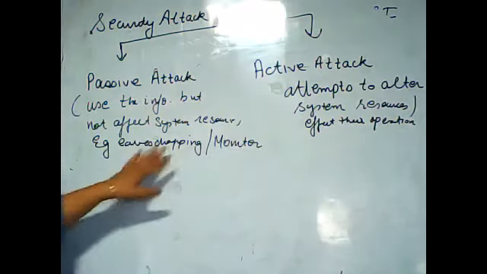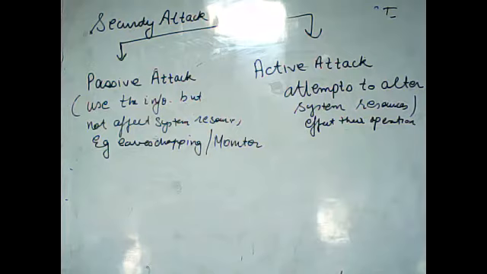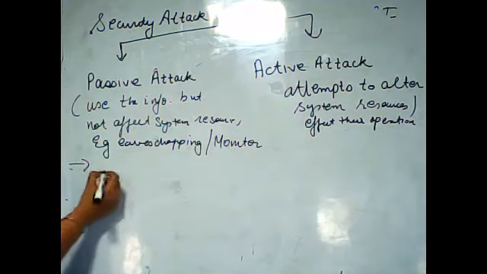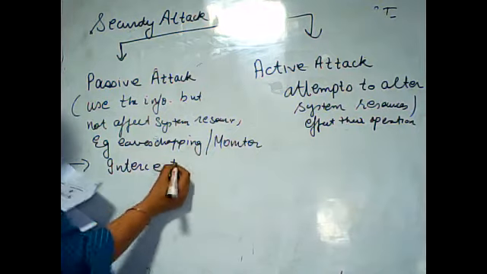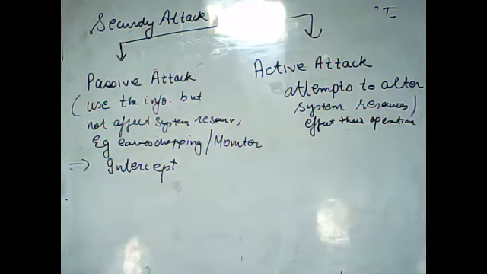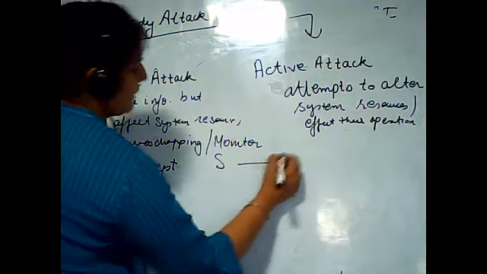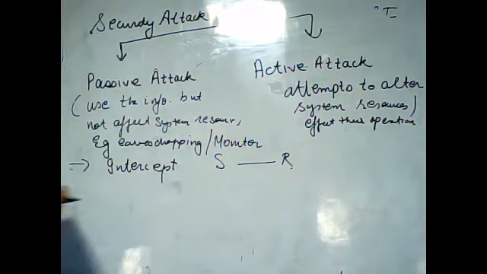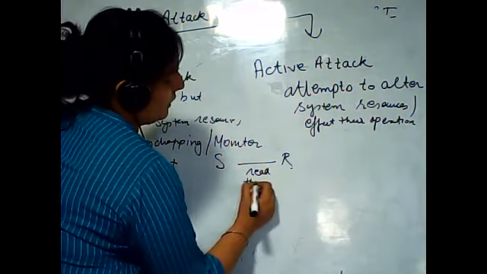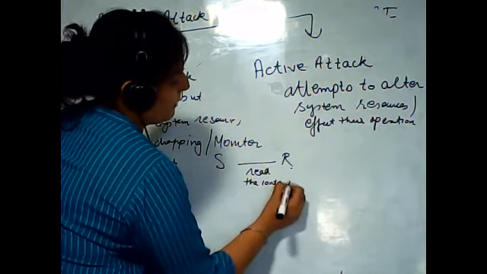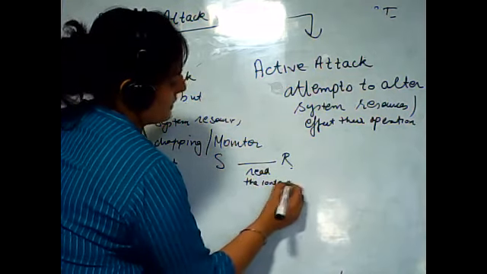Okay, so we have some different examples of this passive attack. The very first one, I will write below this passive attack, is interception. Now interception, what will it do? Let's suppose we have this sender and this is the receiver. It will just read the content of the message. This is the main idea of interception.